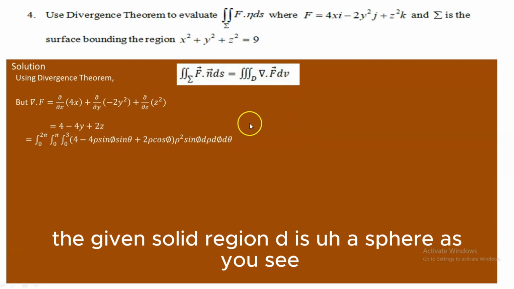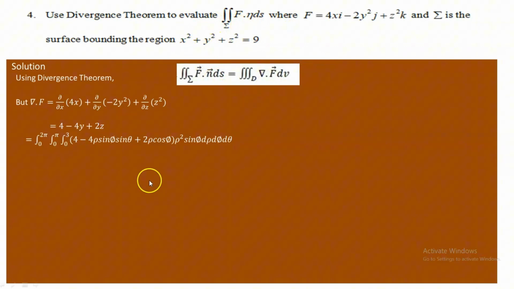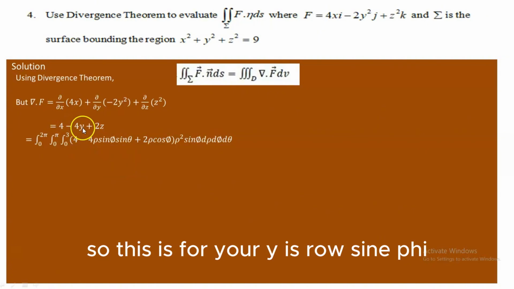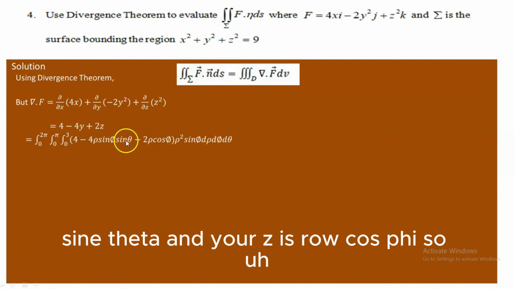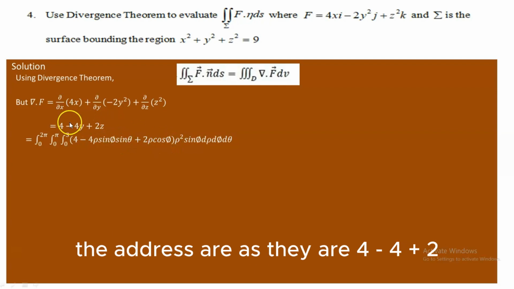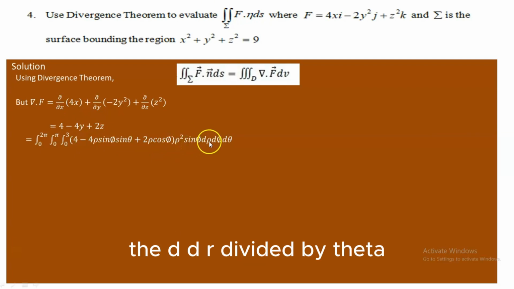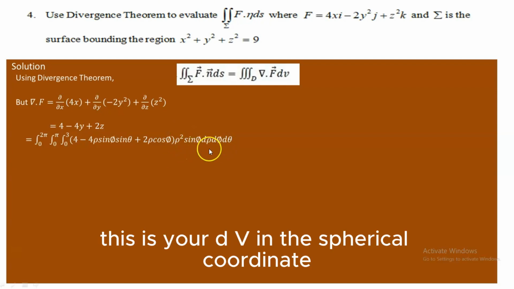The given solid region D is a sphere of radius 3. So we need to use the spherical coordinate approach. So x is rho sine phi cos theta, your y is rho sine phi sine theta, and your z is rho cos phi. So the others are as they are, 4 minus 4y plus 2z, all are written here. So your dV is rho squared sine phi d rho d phi d theta. This is your dV in the spherical coordinate.